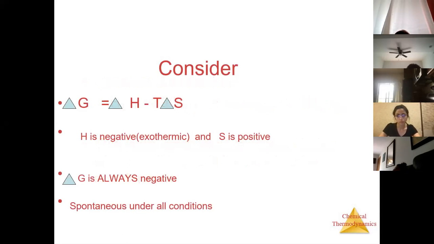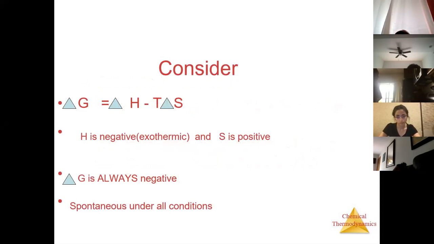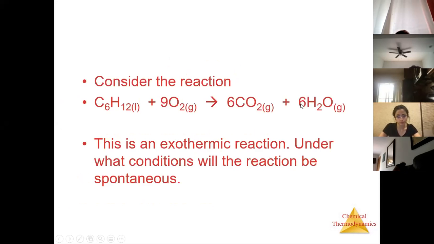When I have an exothermic reaction, delta H is going to be negative. If delta S is positive, I'm subtracting a positive number. Delta G will always be negative. It's always spontaneous.